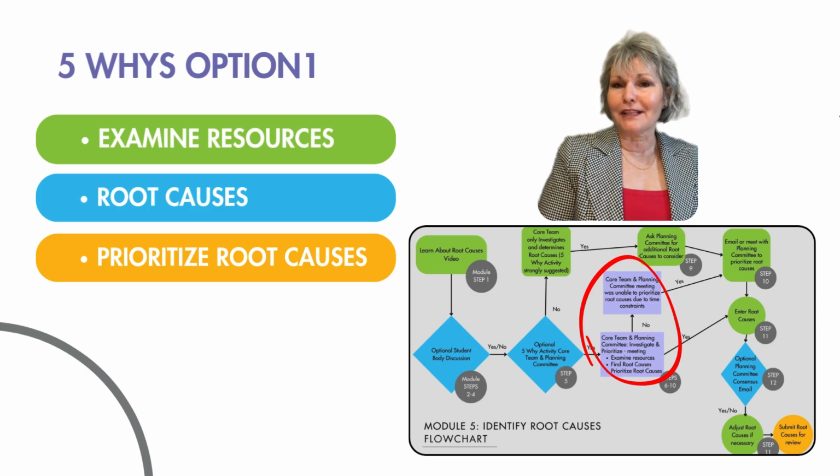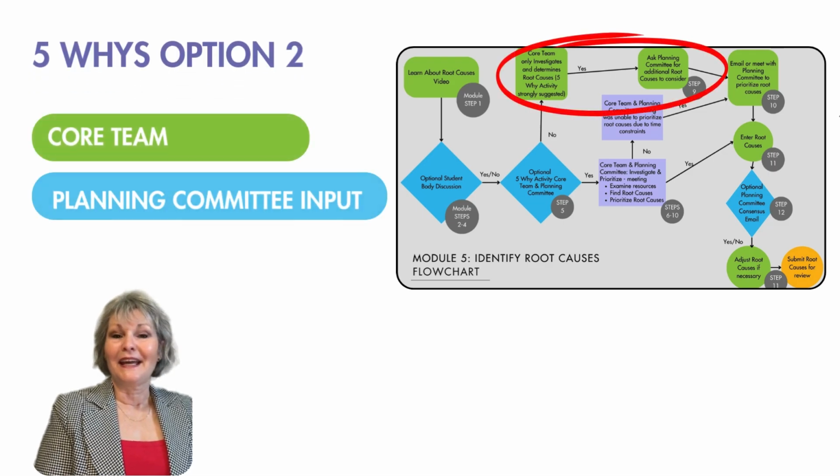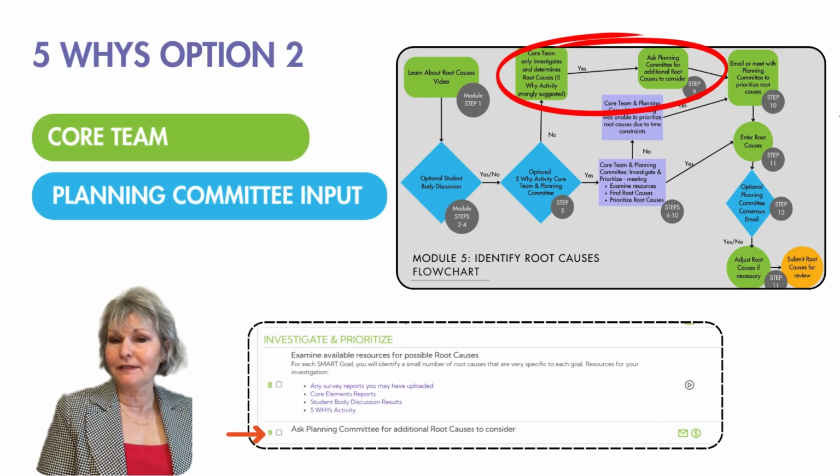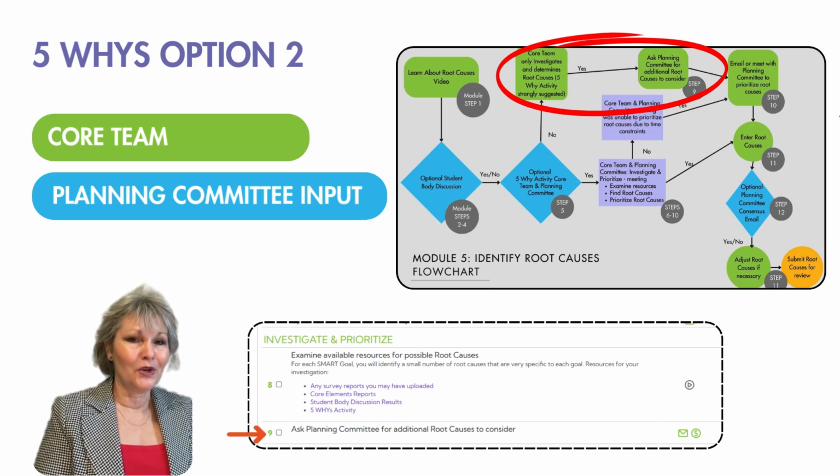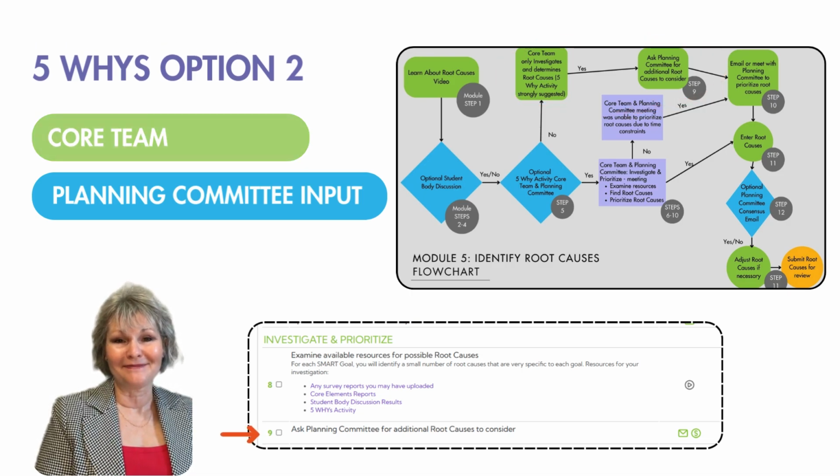We will explain the last few steps in the Investigate and Prioritize video in Step 8. A different path would be for the core team only to complete the 5Ys activity. Once the root causes are identified in Step 9, you will contact your planning committee to ask if they see any additional root causes which should be considered. In Step 9, that would be the Ask Planning Committee for additional root causes to consider. There you will find a sample email with suggestions on what to include and the planning committee email addresses. Again, we will explain the last few steps in the Investigate and Prioritize video in Step 8.